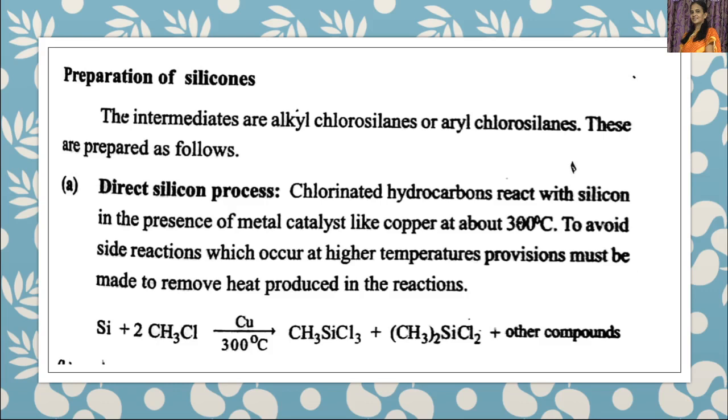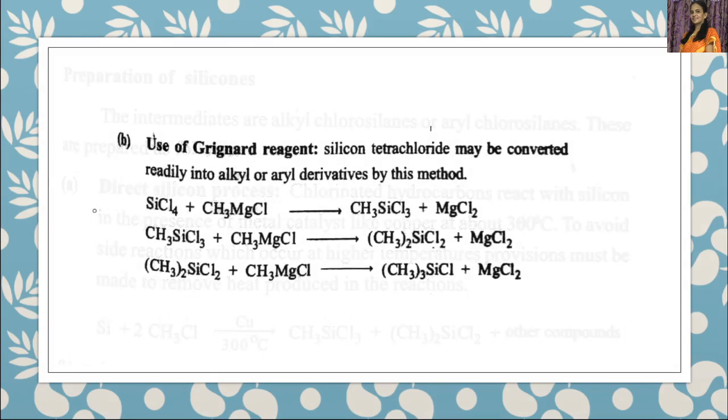Similarly, this methyl chloride reacts with silicon in presence of metal catalyst at about 300 degrees centigrade to form this particular compound, CH3SiCl3. Apart from this, we also get this one. This is methylsilane. This is dimethylsilane. And other compounds having more methyl groups we will also get. So a mixture of chlorosilanes is obtained in this reaction. So this is the intermediate preparation, the direct method.